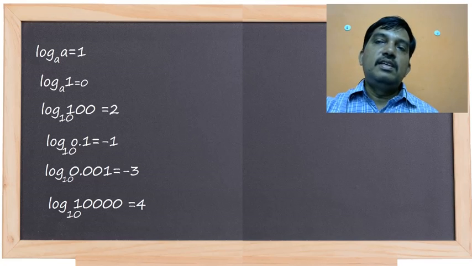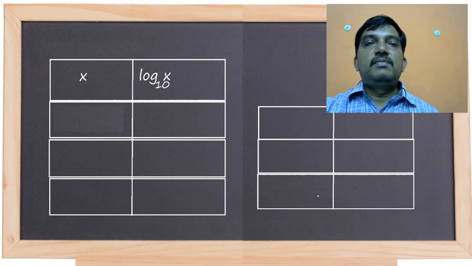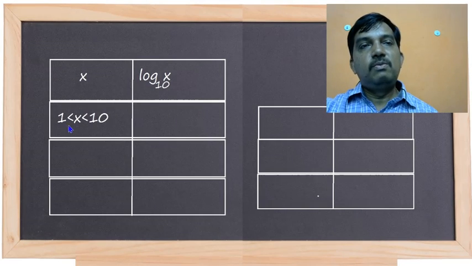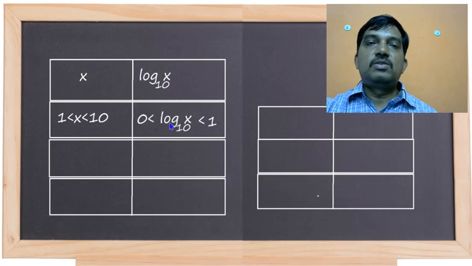I will discuss the values of logarithm in a particular range. See here, I have taken a table, and x and log x are written here. If the value of x lies between 1 to 10, what is log 1? Log 1 is 0 to the base 10. What is log 10 to the base 10? 1. Thus, if x lies between 1 to 10, log x to the base 10 lies between 0 to 1.